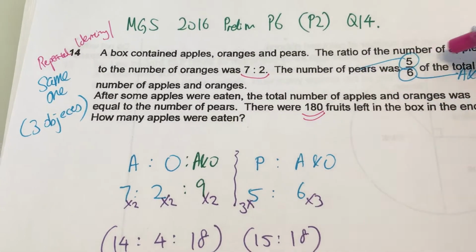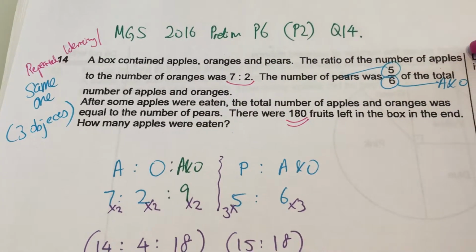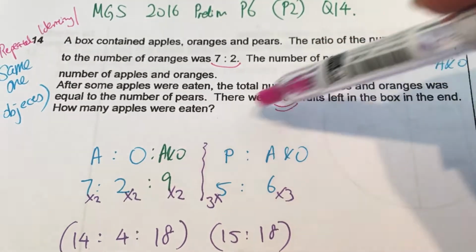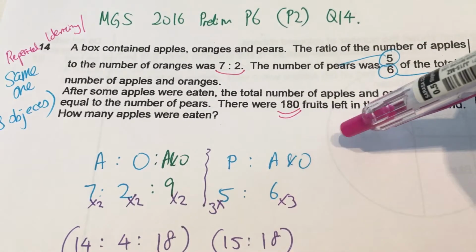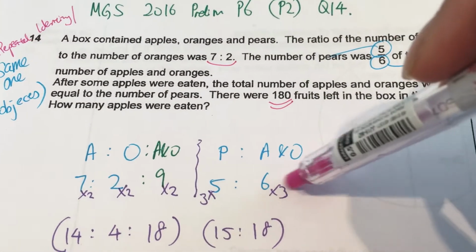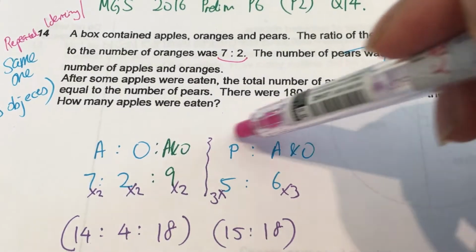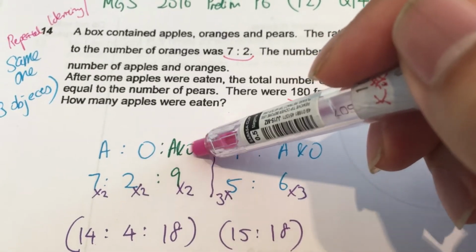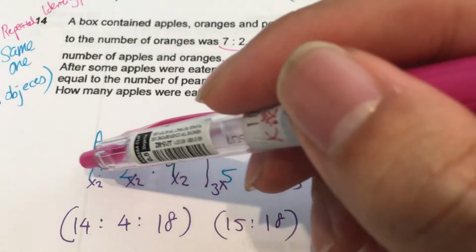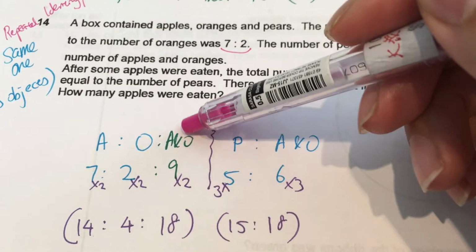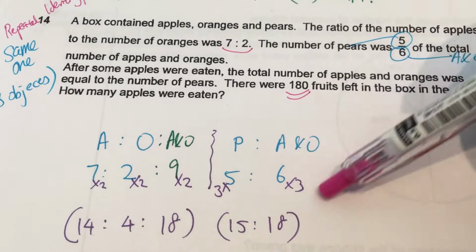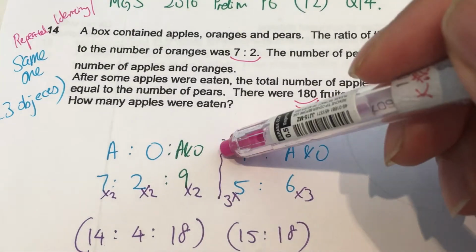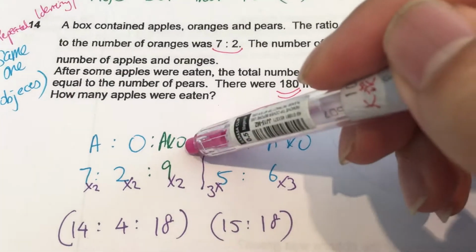So you can form a ratio of A is to O, 7:2, and next we have P is to A and O here, which is 5:6. Can you see that this is A and O and this is A and O? So to make it easy for you, I put A and O here and add up to become 9. Since this is A and O and this is A and O, we want to make it the same, right? So in this case, this will be the repeated identity or subject or object.